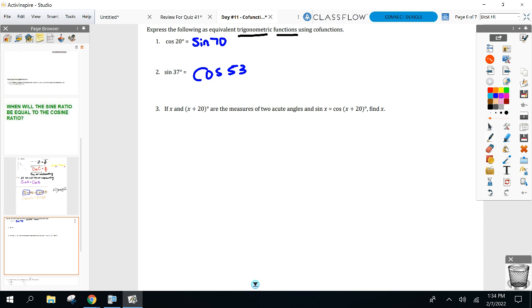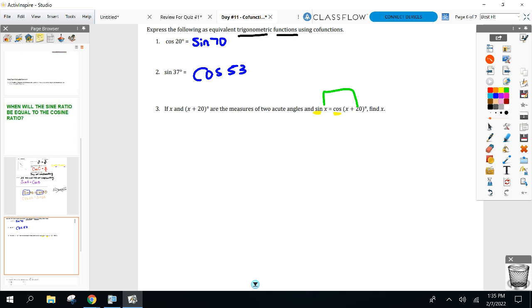No issues yet, right? All right, here you go. I've got angle x and angle x plus 20. They're both acute. And I'm told that the sine of angle x is equal to the cosine of angle x plus 20. Find x. If you are setting the angles equal to each other right now, I have not done a good enough job with this yet, because that's not true. What are they telling me? Sine and cosine are both equal. That only happens one time, when what do I know about the angles?